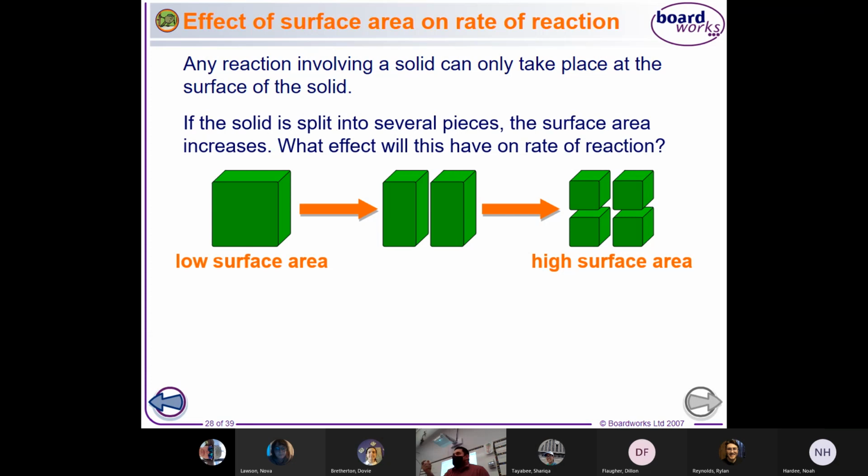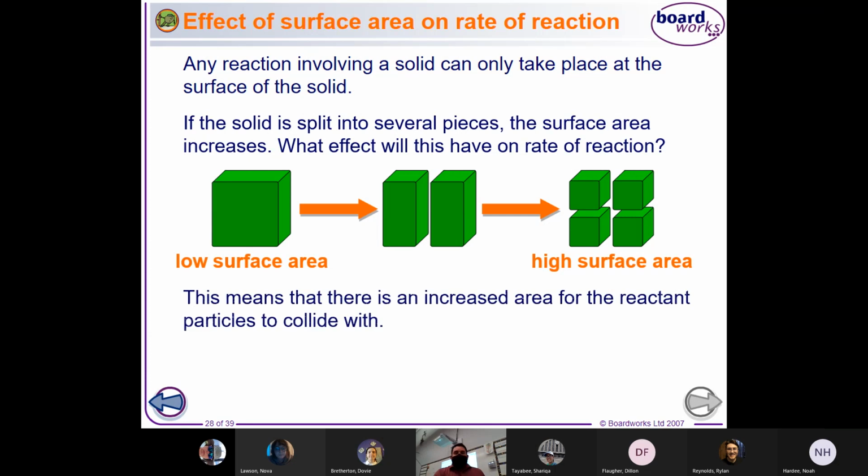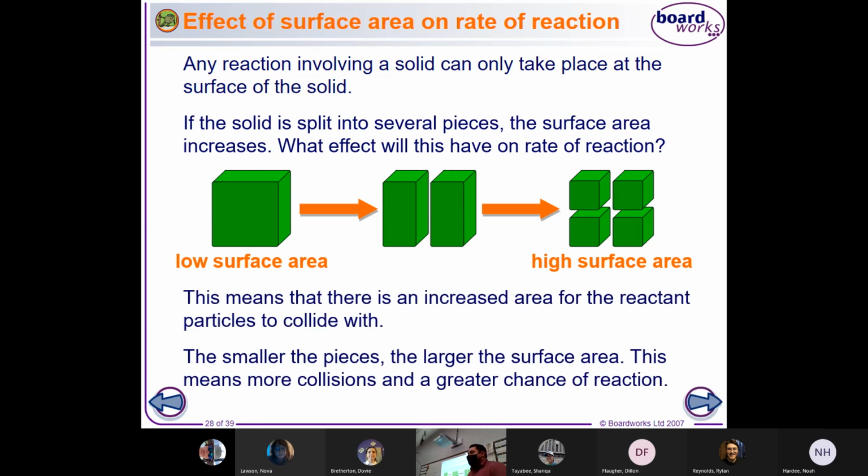Yeah, the 4. The one with more pieces, right? They're going to react more, they're going to react faster. I can either take that block, I can make it into 8 pieces, 16 pieces, 32 pieces. I can make it into a powder with no pieces at all, just a bunch of powder. And it's going to react faster and faster and faster with that. Okay, so increasing the surface area allows for more particles to interact, to collide.